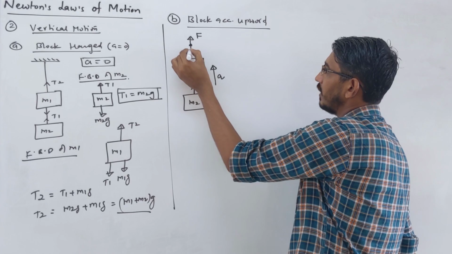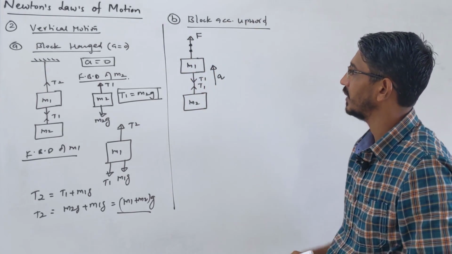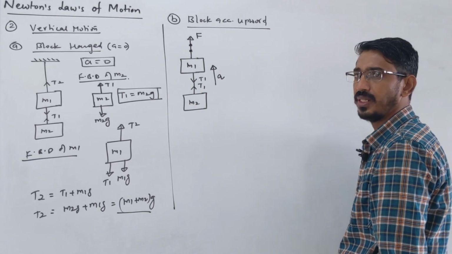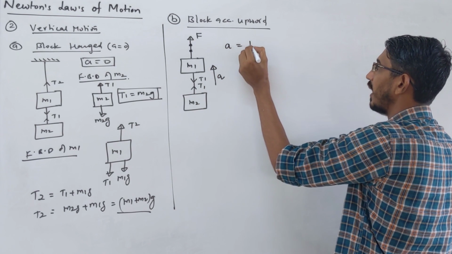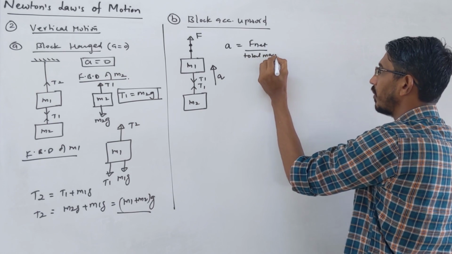Already I told you that in this string tension will be simply F only, right? Because they are at the same point of contact. Okay, let's calculate acceleration of the system first. Here there was no acceleration, here there is acceleration. So acceleration definition is same only, F net by what? Total mass. Right? Everywhere we have to use the same rule.